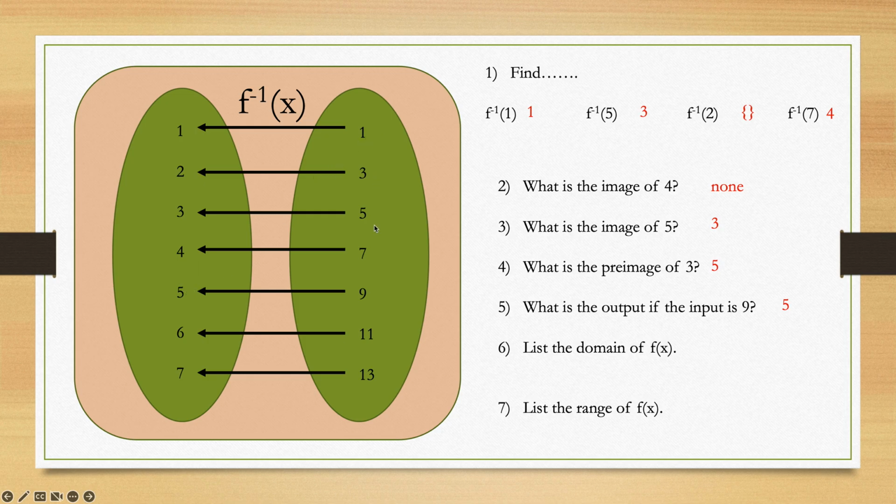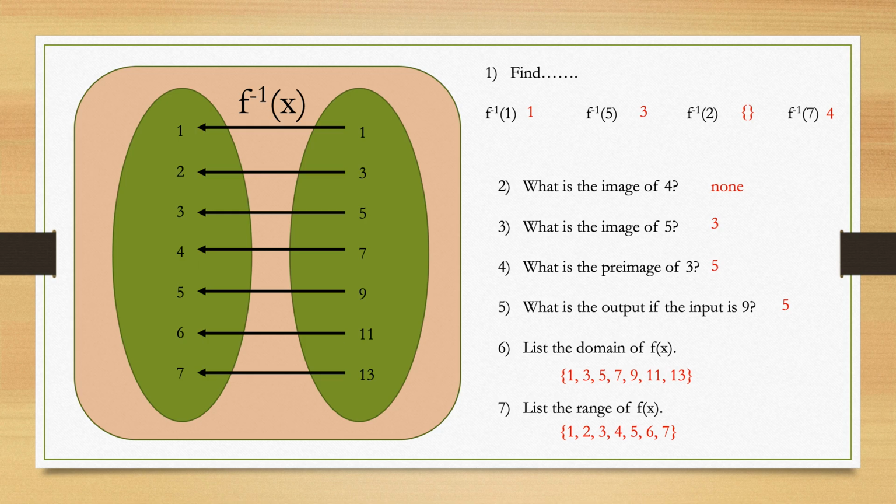List the domain of f inverse of x. The domain of an inverse function is everything on the right-hand side: 1, 3, 5, 7, 9, 11, 13. What's the range? Left-hand side. So the range is what comes out of things. The domain is what goes into things. So you can see that all of these arrows have reversed from the previous slide because now the arrows are pointing to the left. So it reverses image and pre-image. It reverses input and output. It reverses domain and range.